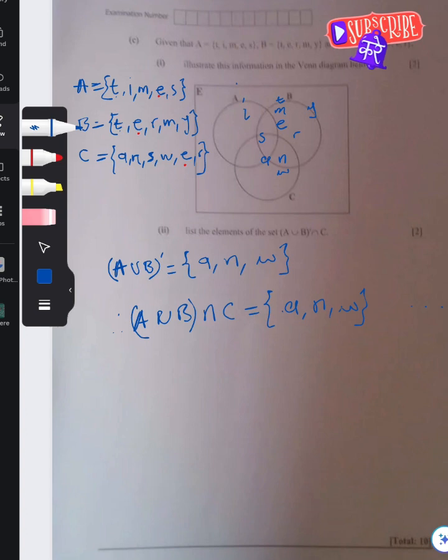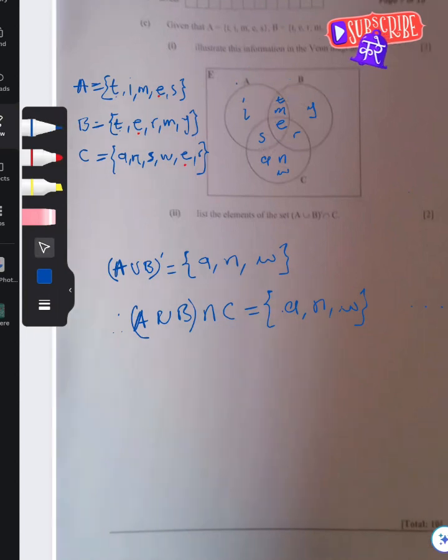Very simple. If you have been given any data or any sets to put in a Venn diagram, you first of all fill out the intersection. So we are going to start with the intersection, that is A intersection B intersection C. So you can see that only E is common in all the three sets. That is, E is here, there, and there. So that is why I put E.